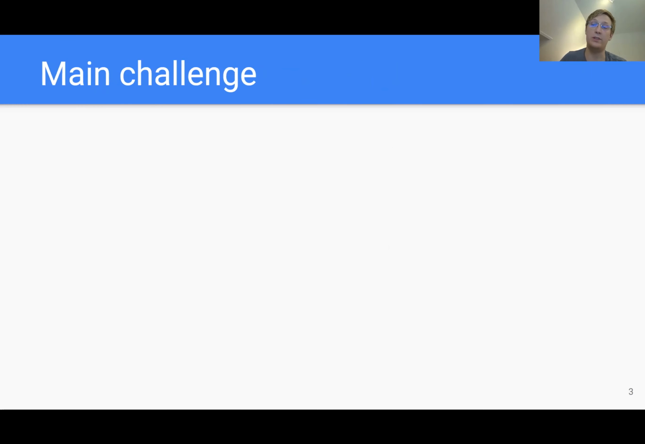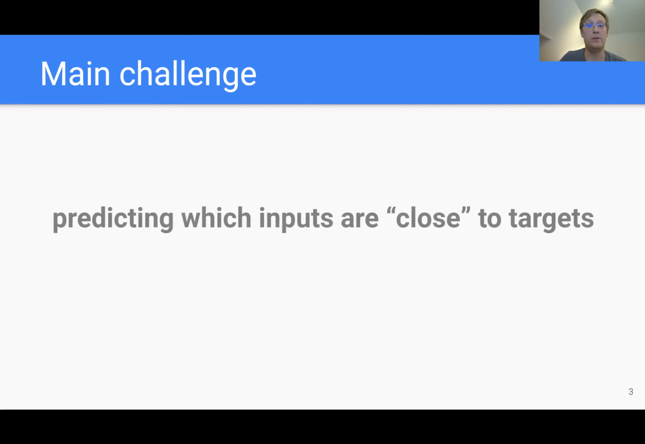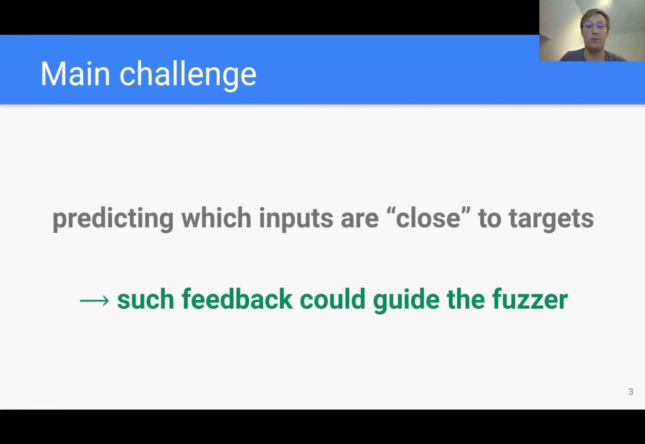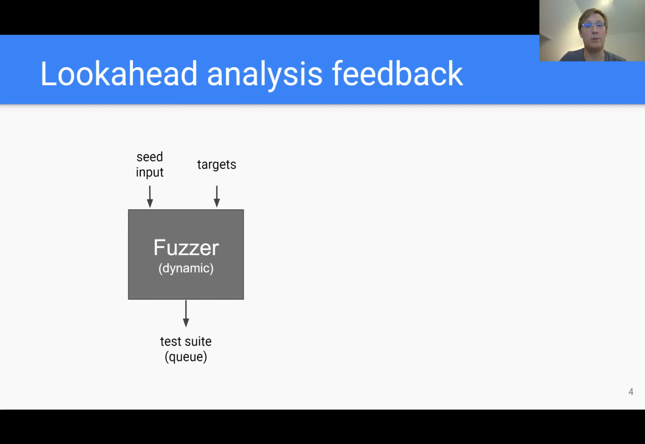The main challenge with this type of fuzzing is that it's difficult to predict if an input is close to target locations. However, such feedback would be very useful to guide the fuzzer. In this work, I present to you a new type of analysis that allows you to compute such feedback.